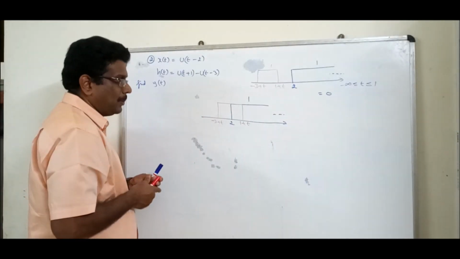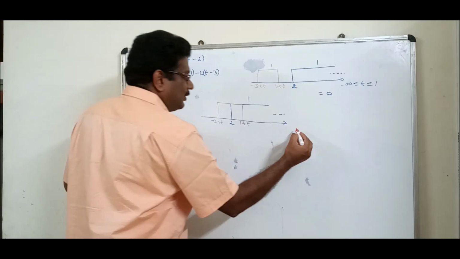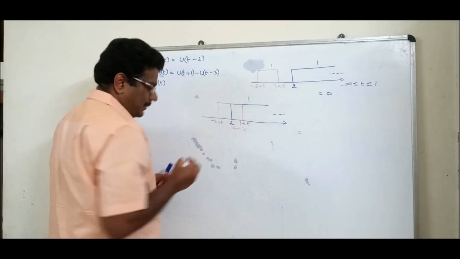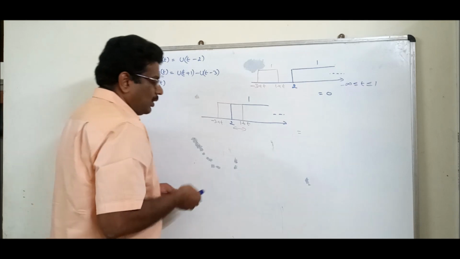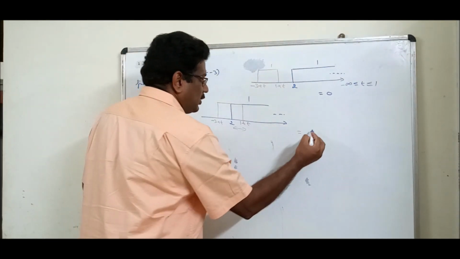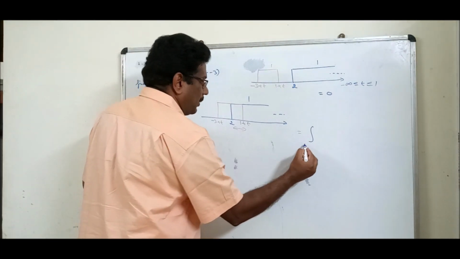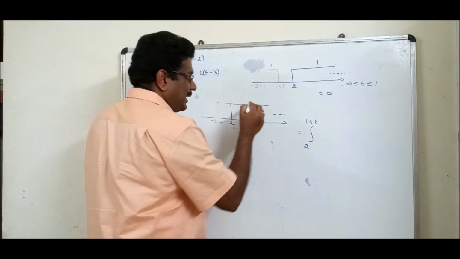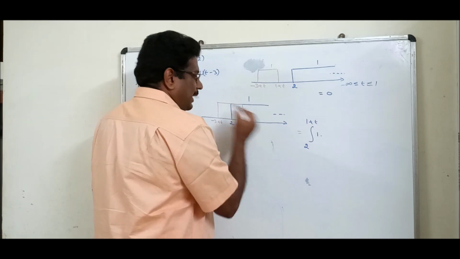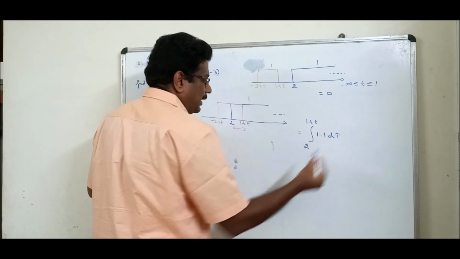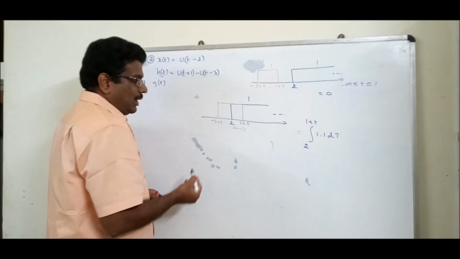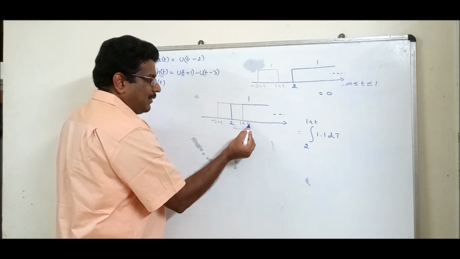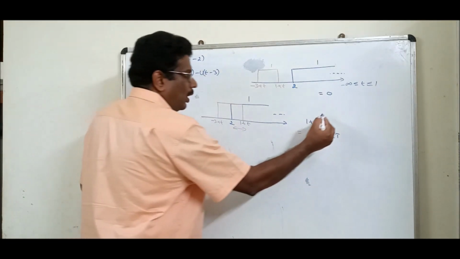For this particular combination, what will be the result? The common area is there, where? In this place. So, what will be your integration here? It will be from 2 to 1 plus t. In this place, x value 1, h value 1, d tau. From where to where? The overlapping starts from here. What should be the t value? It starts here, 1.